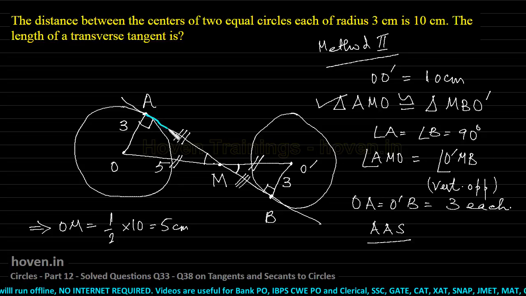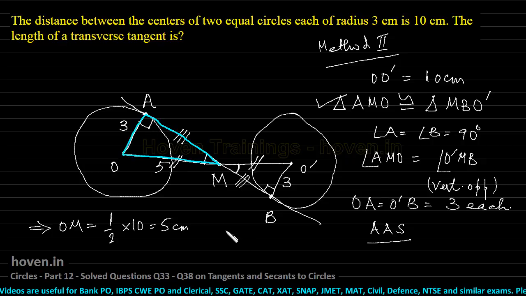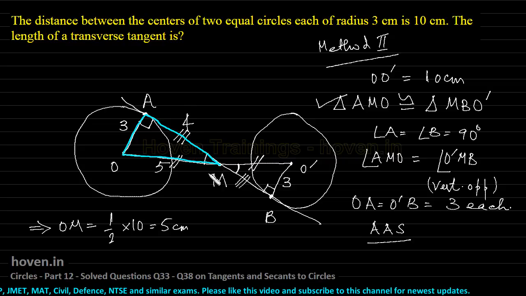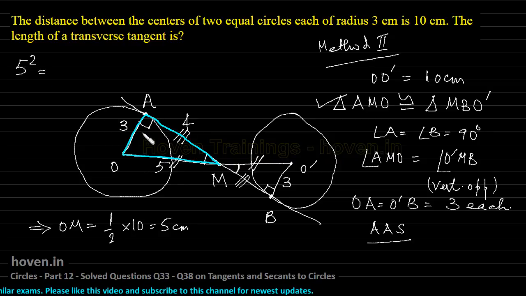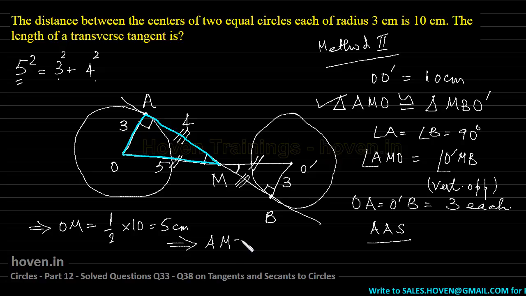Now if I attend only to this triangle, I can see that this triangle is a right angle triangle eligible for Pythagoras theorem. So this 3, 5, and orally I know that this should be 4. Why? Because hypotenuse square 5 is equal to 3 square plus 4 square. This is 9, 16, 25 and this is 25. These are Pythagorean numbers which we orally remember. So this side AM should be 4.